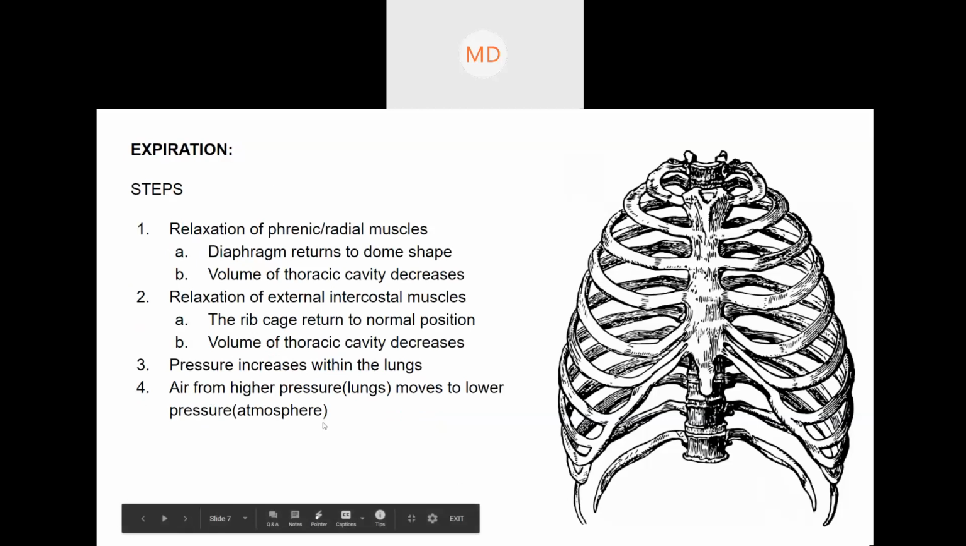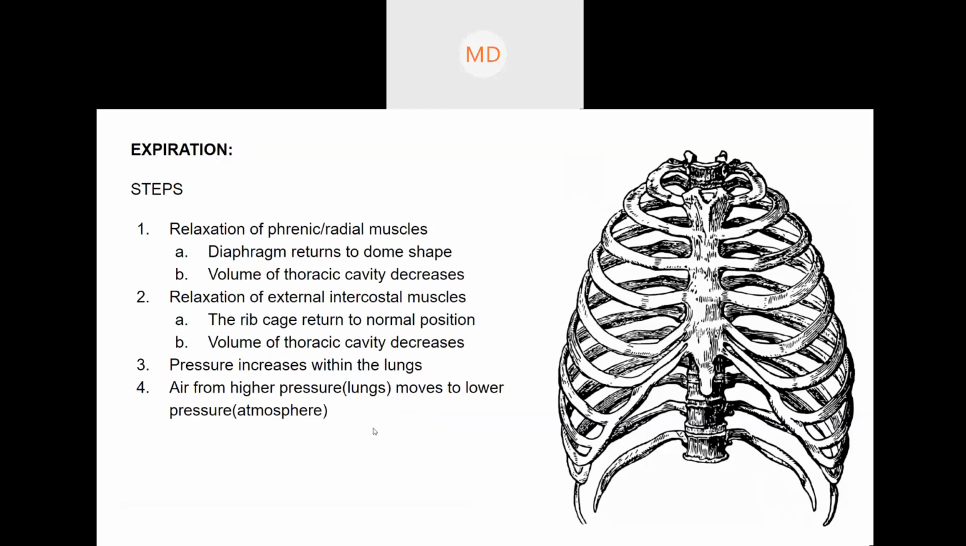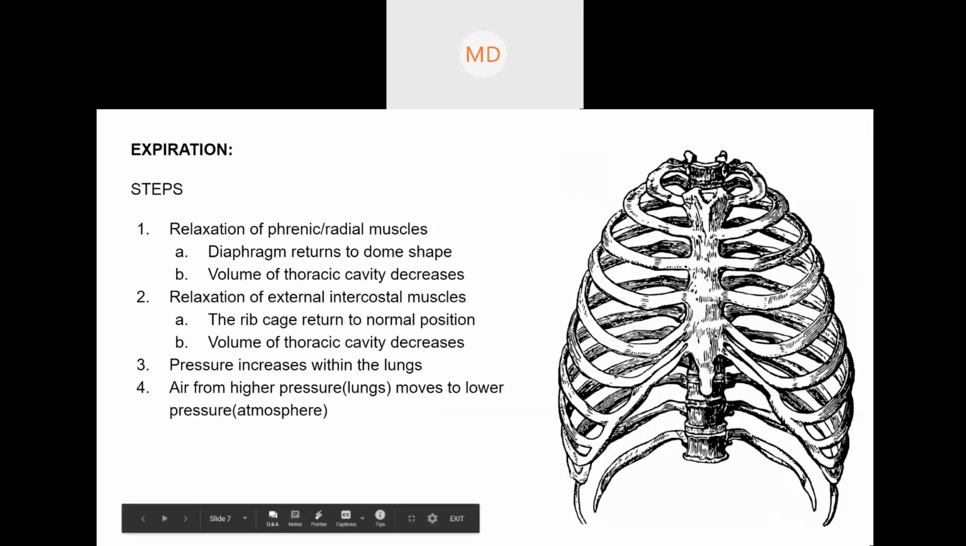Now expiration, as I have already mentioned, is completely opposite. The phrenic muscles will relax. First they were contracted, now they will relax. When contraction took place, the diaphragm became flattened. Now when they relax, the diaphragm will go back to its original shape. The original shape is dome shaped. And as a result, the thoracic cavity volume will decrease. It will become small again, right?